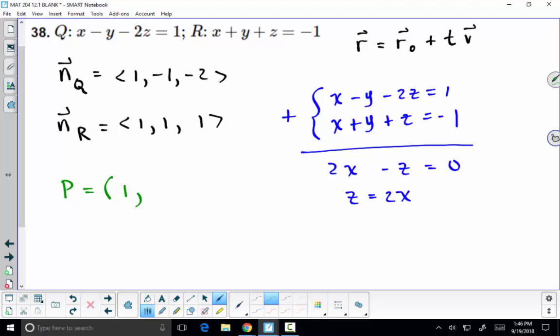If we pick x to be 1, what does that tell us z has to be? 2. What does that mean y has to be? 0? That doesn't seem right to me. Did you plug it in here? No. 1 plus 2 is 3. Subtract 3 from both sides, it has to be -4, doesn't it? You're close. Does everybody follow that?